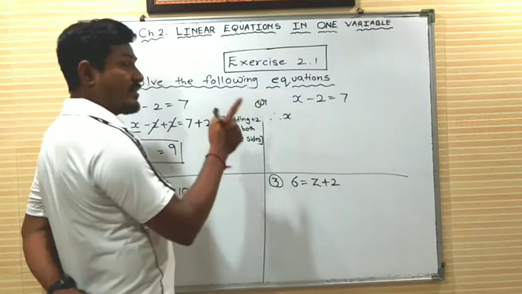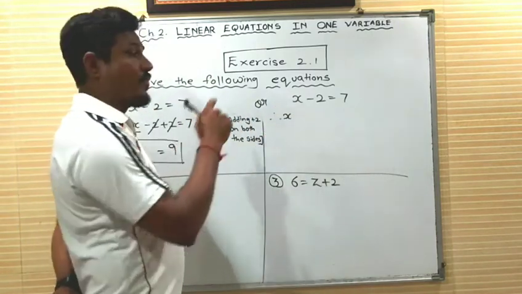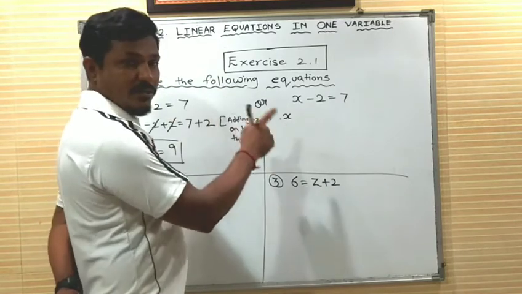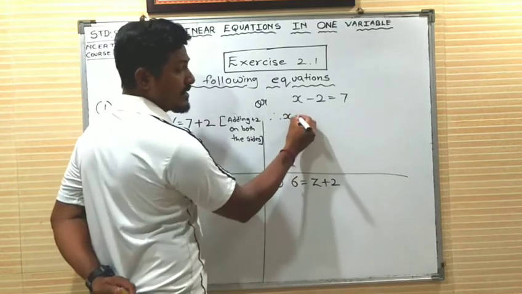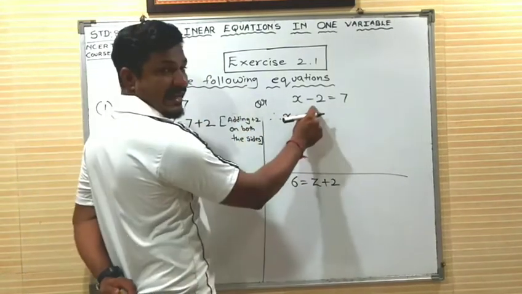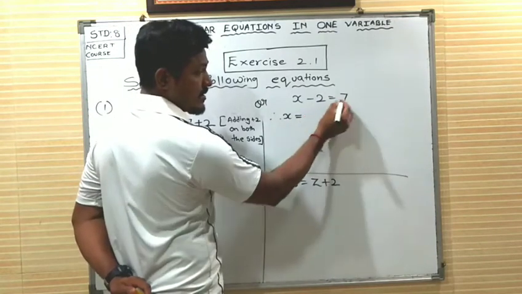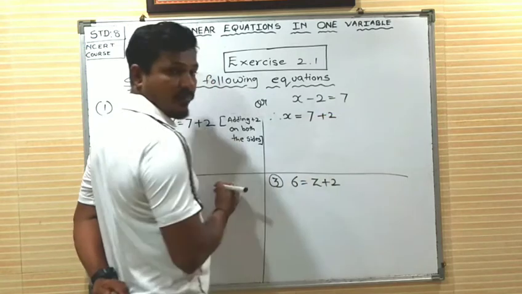What I need to do, you have to keep in your mind always you have to find the value of variable. To find the value of variable in transposition method, try to separate the variable. Always there should be an equal sign beside the variable. So while transposing negative 2 on right hand side, 7 as it is, the negative 2 will become positive 2.